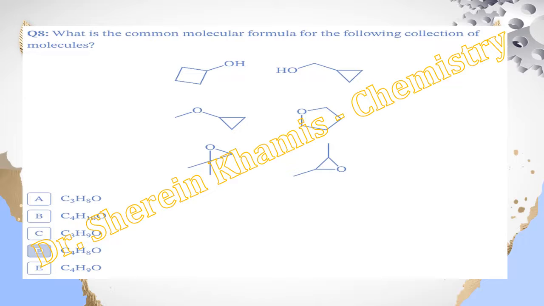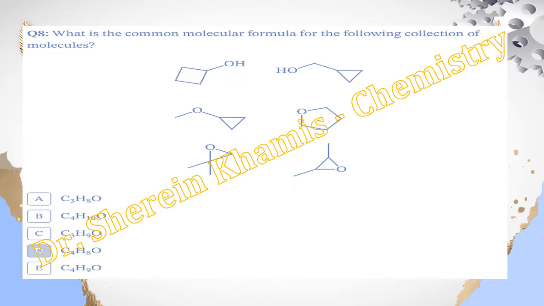We have here also 1, 2, 3, and 4 carbons, 1 oxygen here, and hydrogens 1, 2, 3, 4, 5, 6, 7, 8. We will count the chain or the dash that we have in the drawing. So all of these six molecules have the common molecular formula C4H8O.